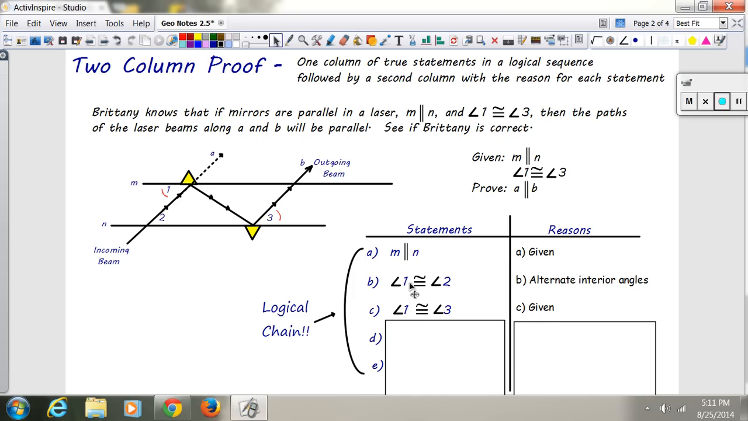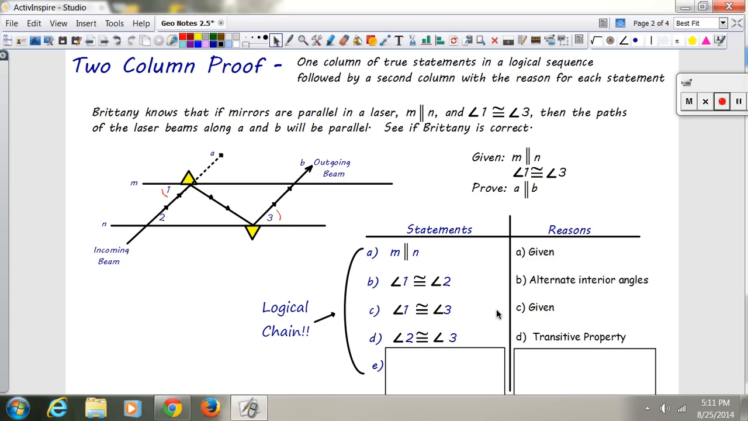Now look at how you've got angle 2 being equal to angle 1, and angle 3 is also congruent to angle 1. That means that 2 and 3 have to be congruent, and that's by transitive property. If they're both congruent to 1, they have to be congruent to each other. That would be transitive.